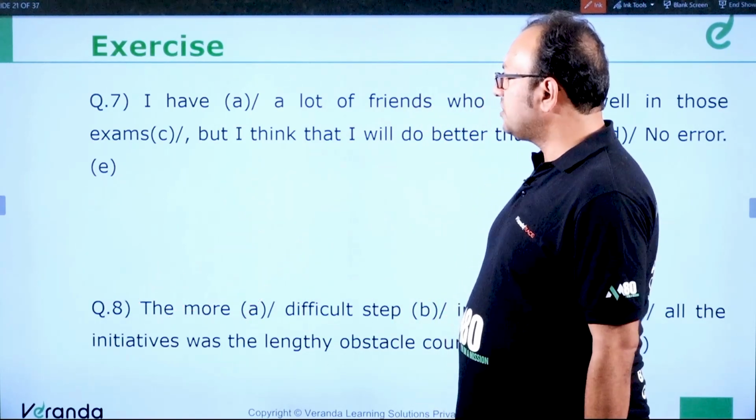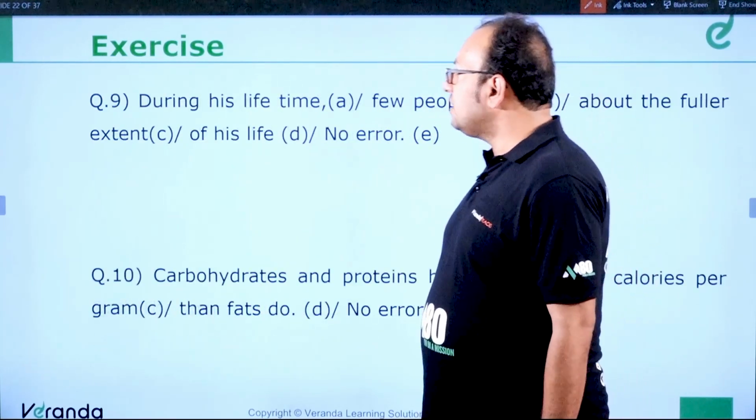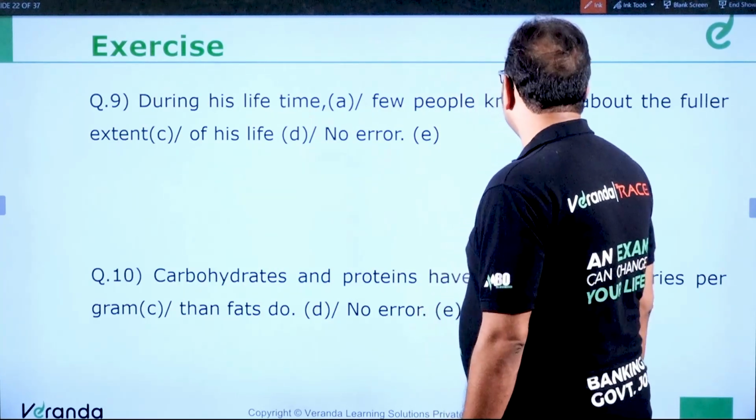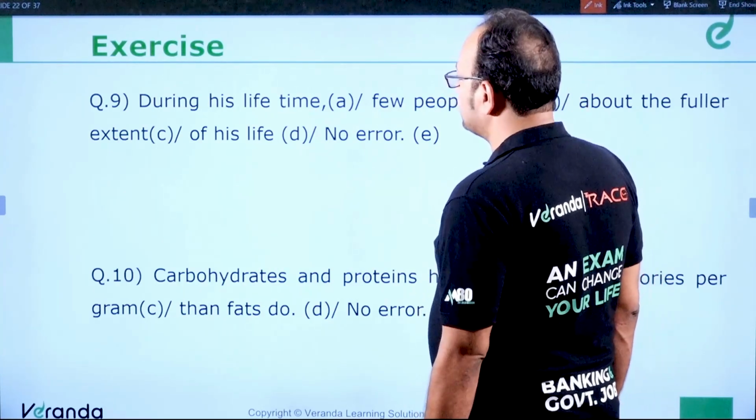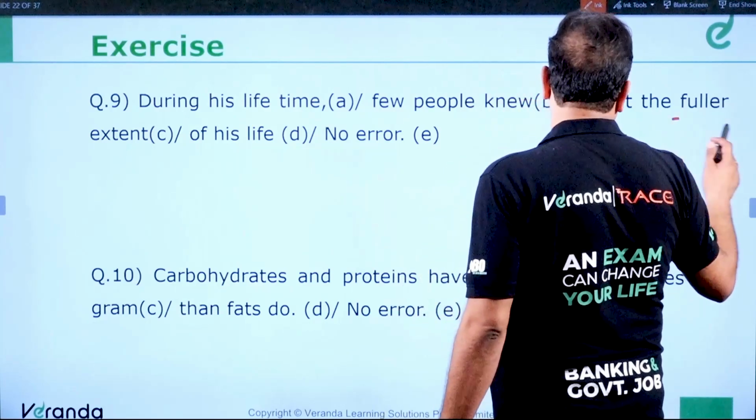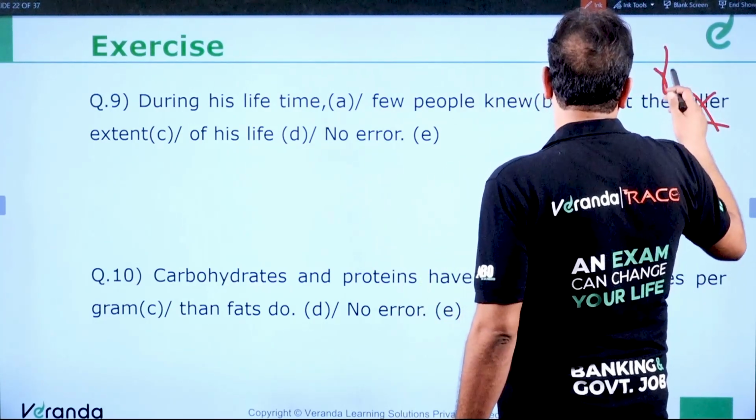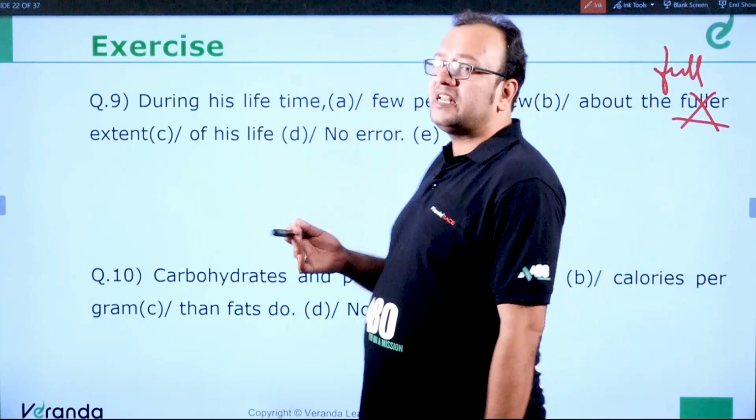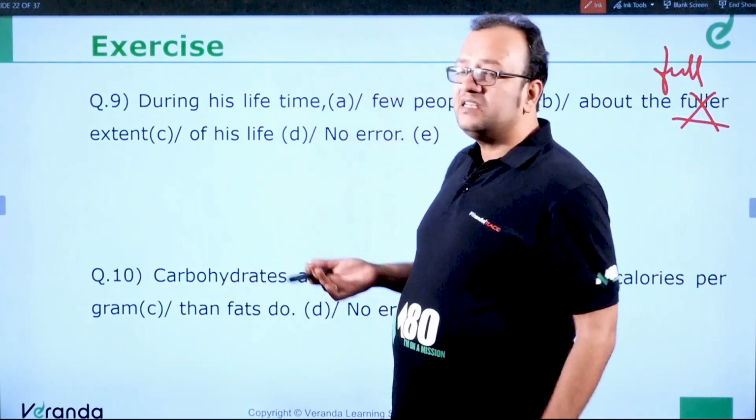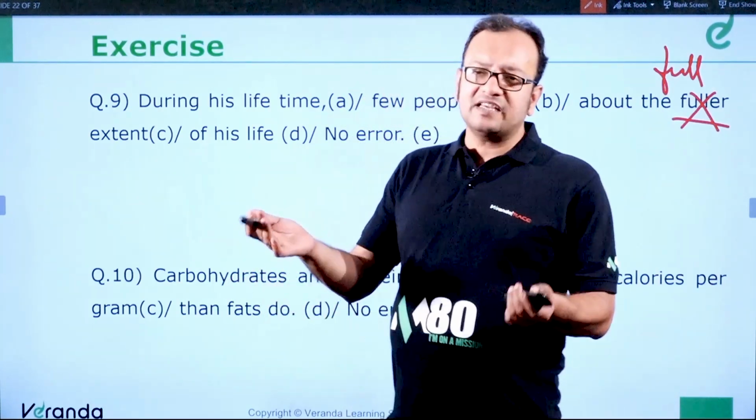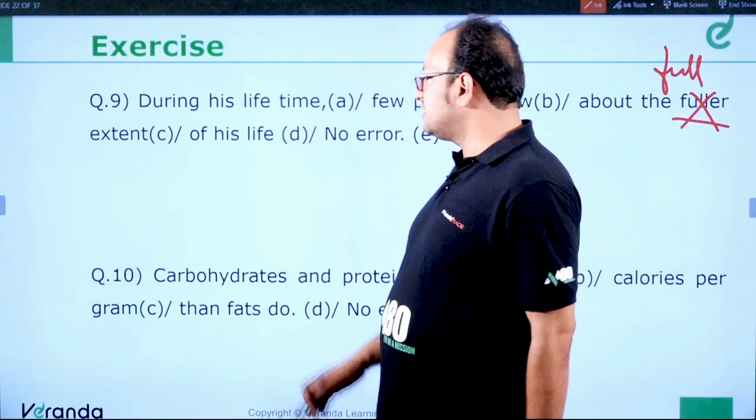Moving ahead to question number 9. During his lifetime, few people knew about the fuller extent of his life. No need of this comparative. It should be full, right? Why do we need fuller extent of his life? We need the positive degree. So full extent of his life. Clear? So error was in part C.